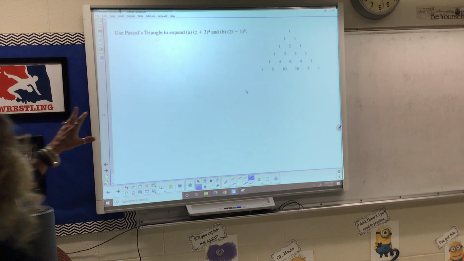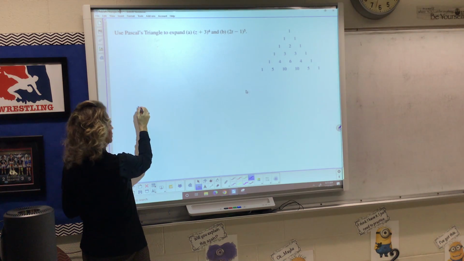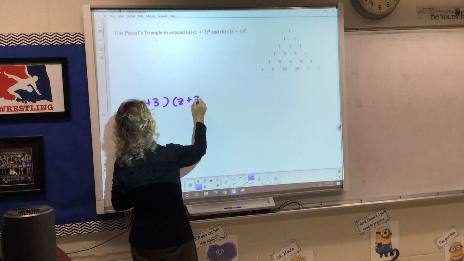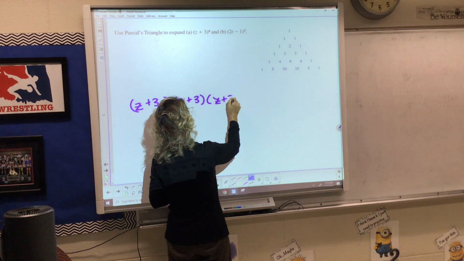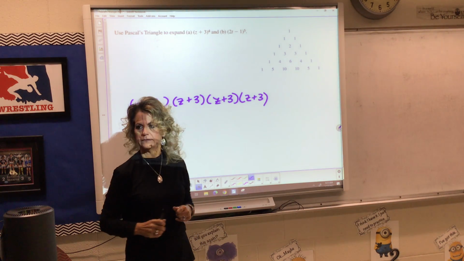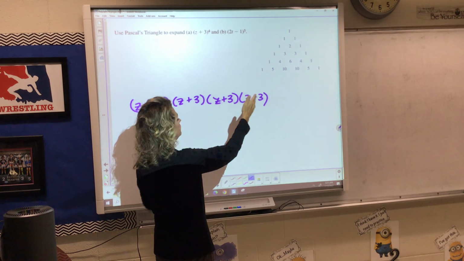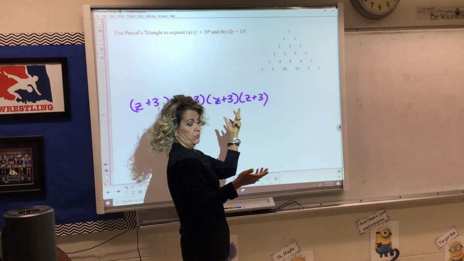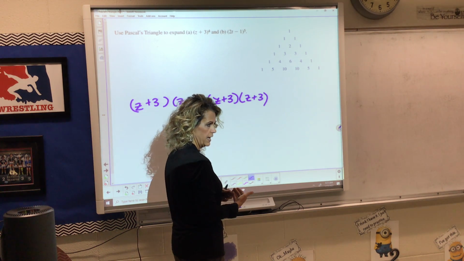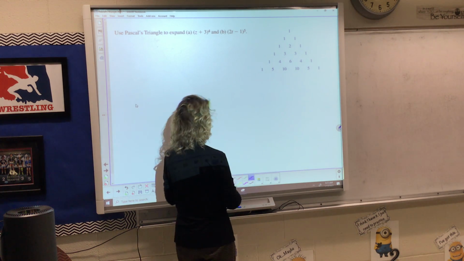So if I'm going to expand this, now the truth is I can take, and I'm just going to write down here, z plus 3 times z plus 3 times z plus 3 times z plus 3. I absolutely can. Do you understand that? But if I have what I'm going to call another cheat chart, why not use that cheat chart? Okay. So instead of doing all that, I'm going to use Pascal's triangle.